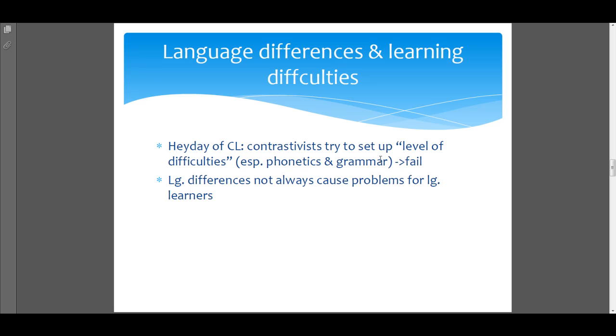We are now aware that language differences do not always cause problems for language learners. For example, Vietnamese learners do not have problems learning English tenses. We do not have lots of difficulties learning some grammatical aspects that do not exist in our language. For example, the conditional sentences. For example, the subjunctive forms.